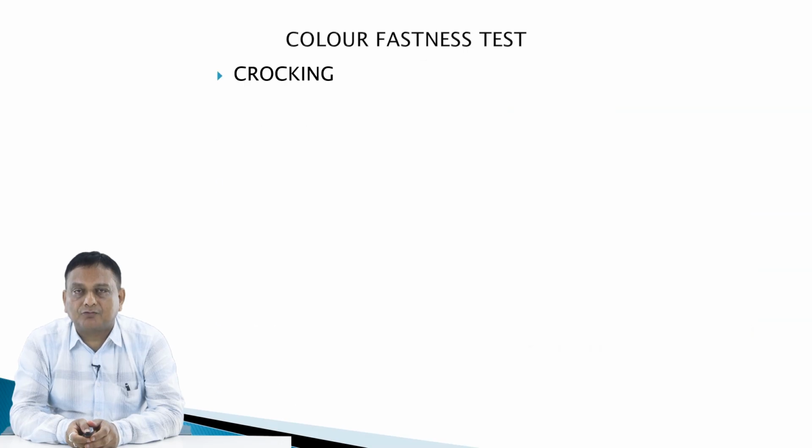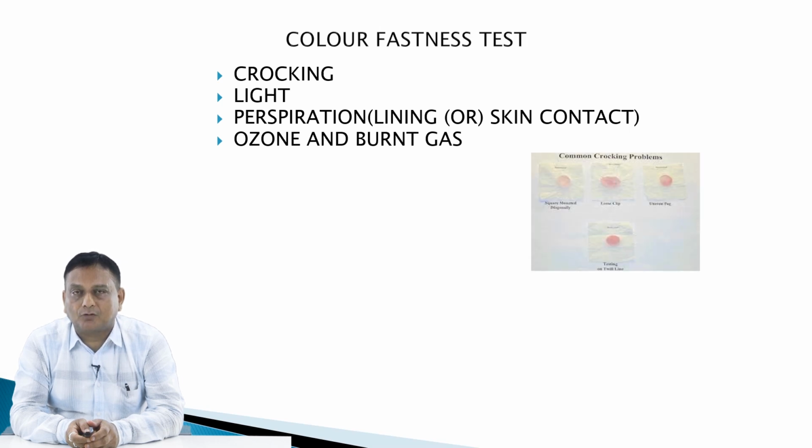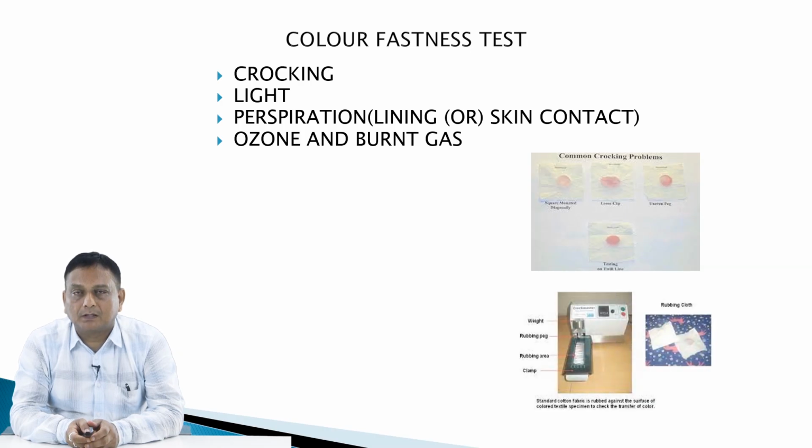Now, in the colorfastness test, we are talking about the crocking test, that is the rubbing test, then the light fastness test, then the perspiration test. So how will the sample behave after a particular washing or after wearing for a certain time, and then ozone and burnt gas fumes, how will the colorfastness be retained after this. And these are different photographs of crocking, showing how the sample looks after the rubbing test in the crocking machine.